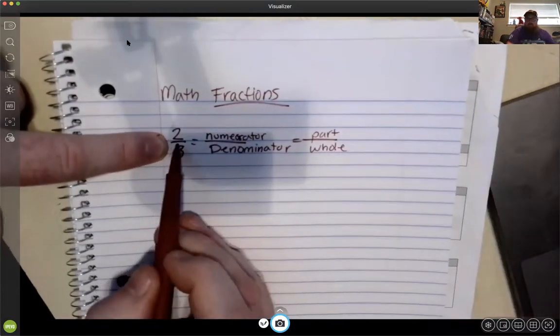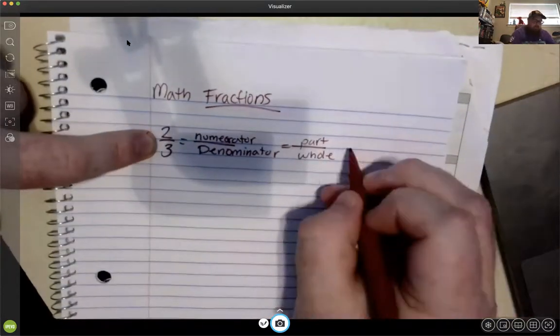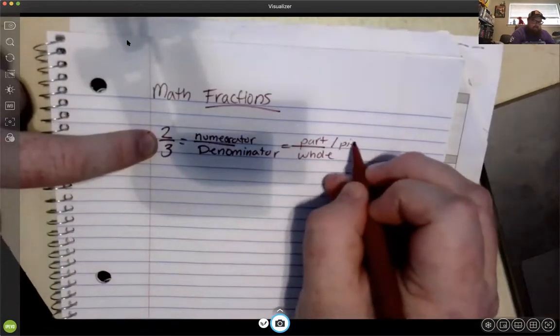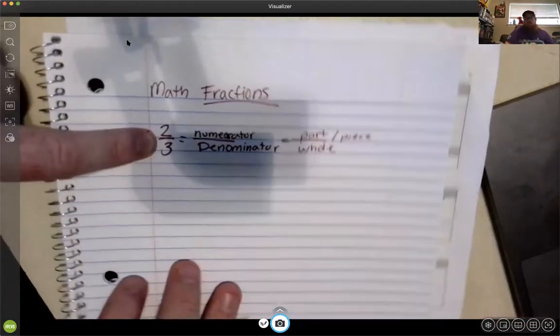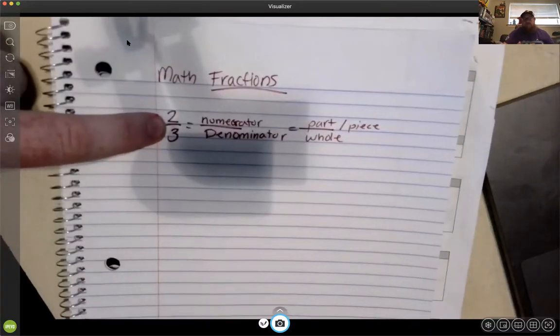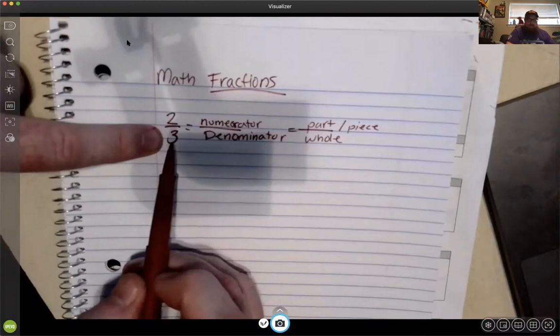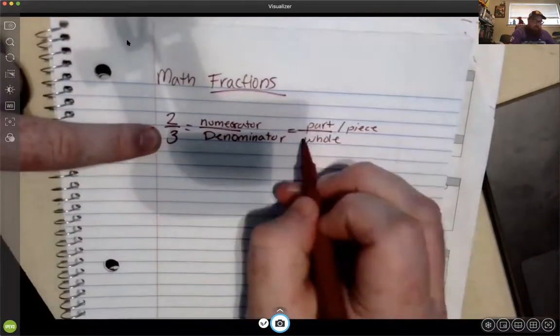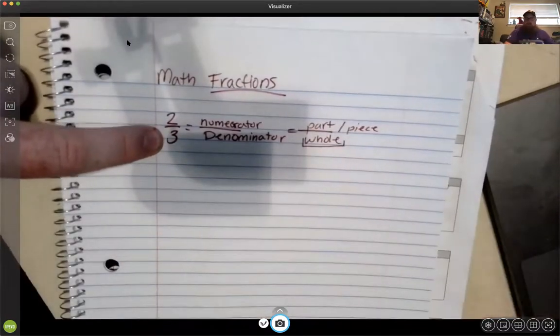When we see our top number, that's always the part, or you can say it's the piece, right? The top number is what piece is being taken out, what piece is being used, or what piece is left. And then the bottom number is always the whole picture. It's always the whole picture.